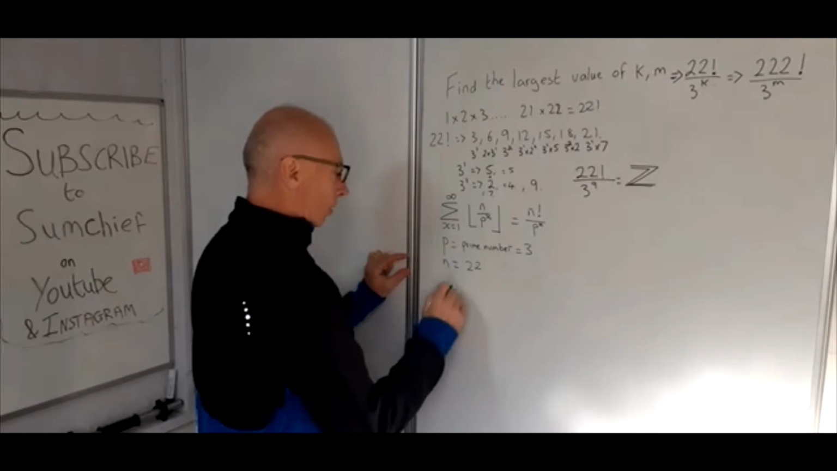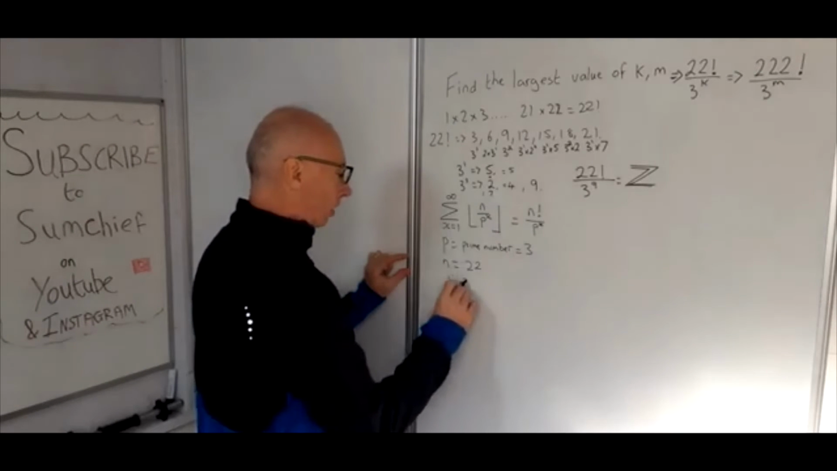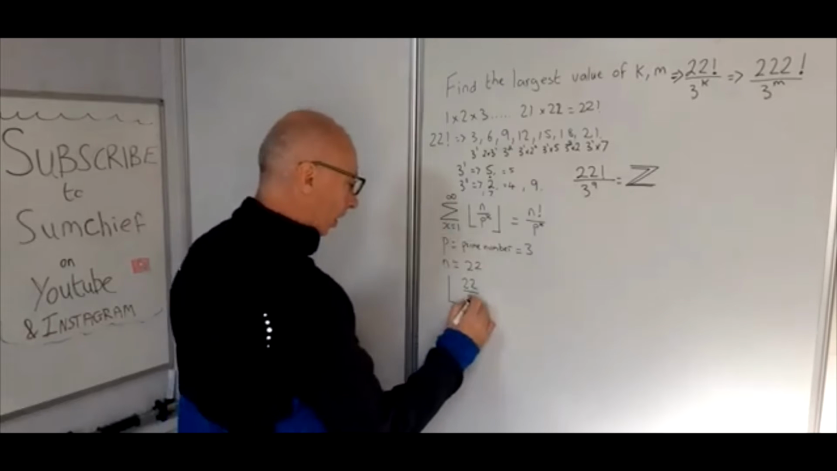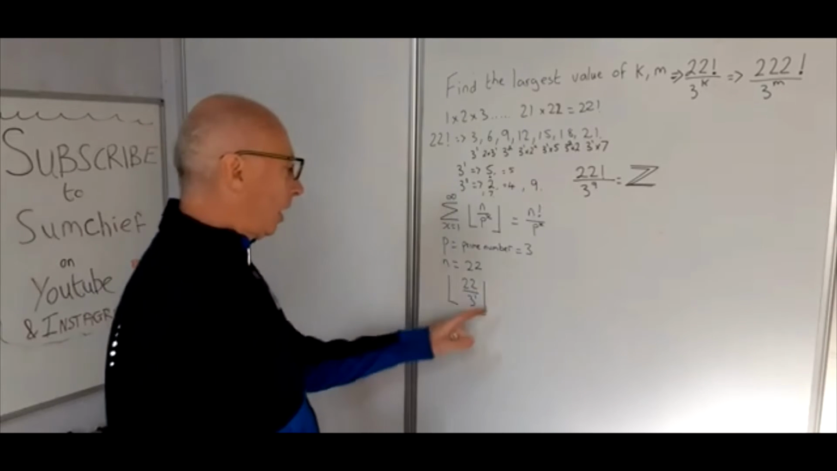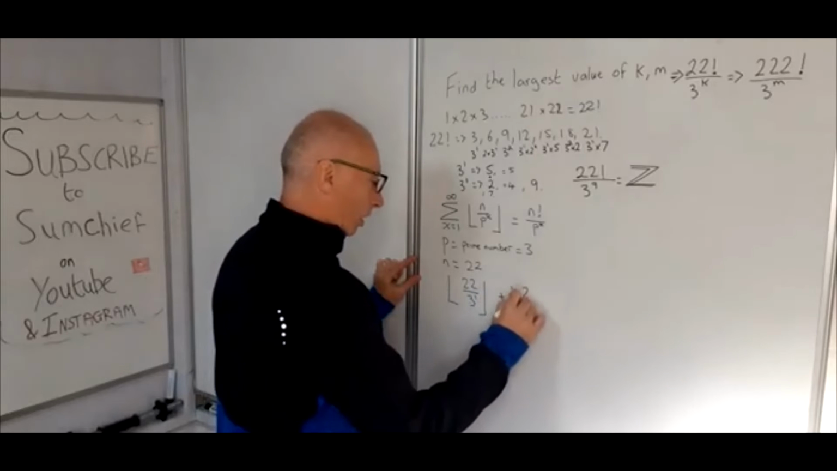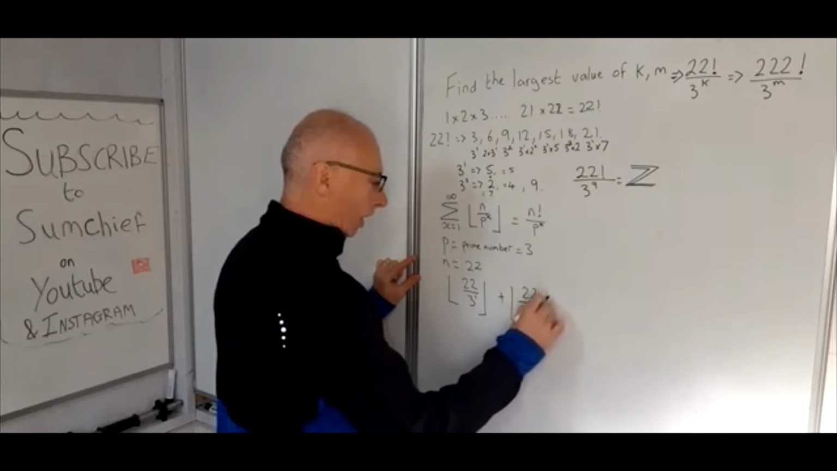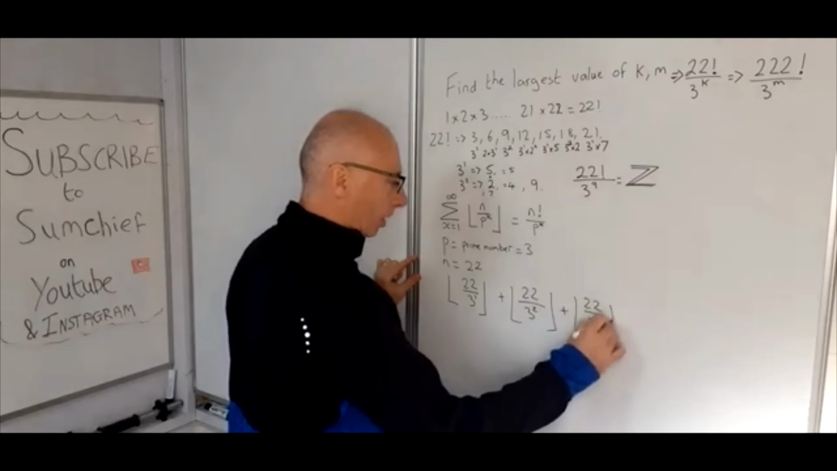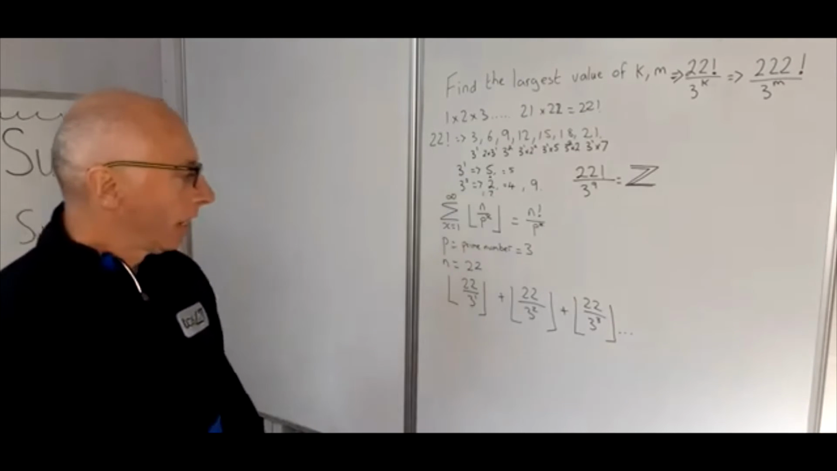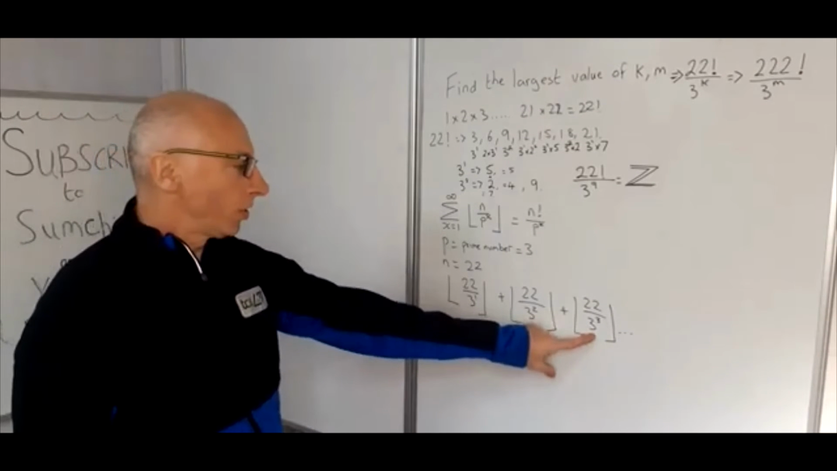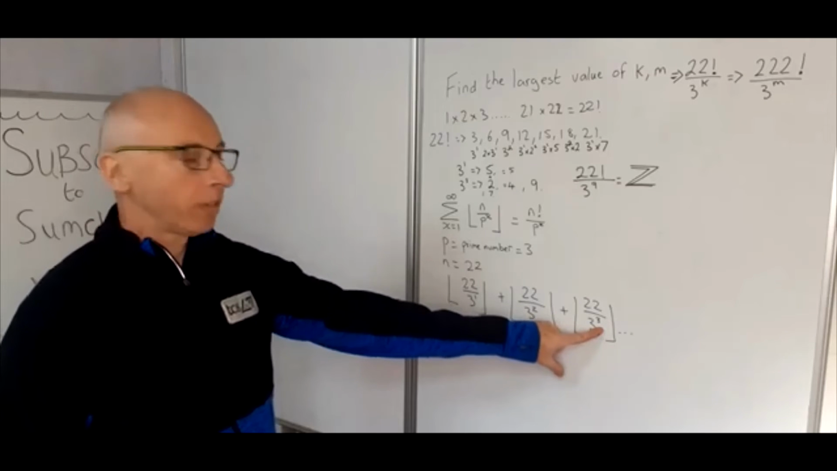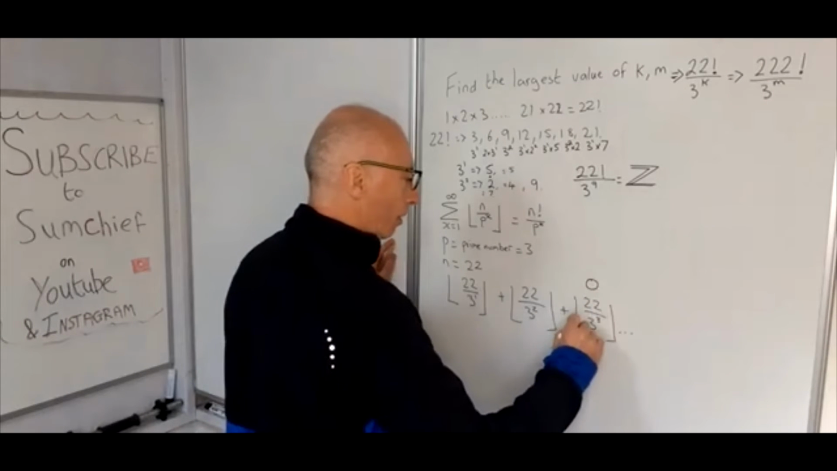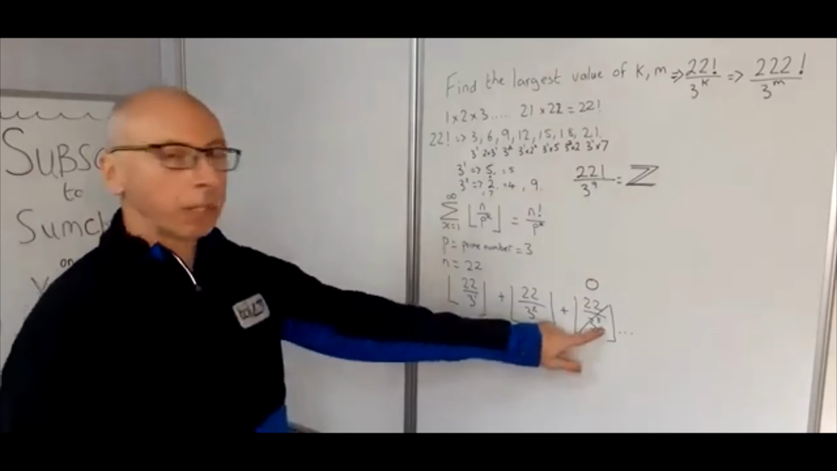So now what we're going to do, we're going to do the floor function of n, so 22 divided by 3 to the power of 1, so that's that one, and then we're going to add 22 divided by 3 squared, and then add 22 divided by 3 cubed, and so on. Now eventually these will reach 0 because 22 divided by 27 is less than 1, so that will yield 0 in the floor function. So we don't need to worry about any numbers 27 or bigger.